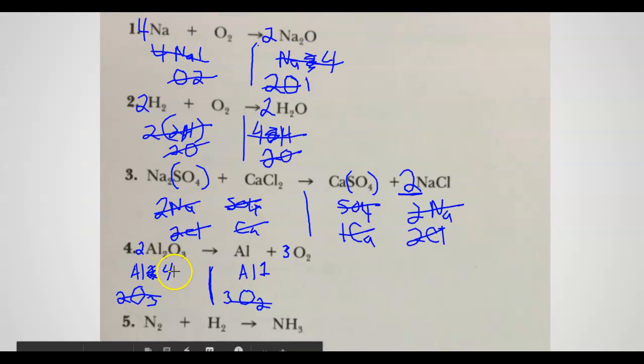I've got 4 aluminums here, only 1 on this side. What times 1 is 4? I need to multiply that by 4. I put a 4 there, cross that out, and those, ladies and gentlemen, are how we balance equations.